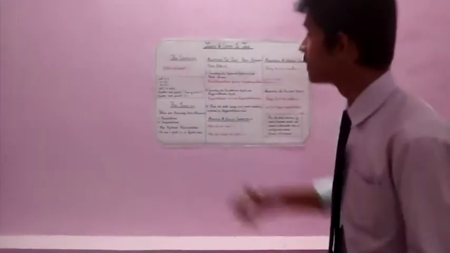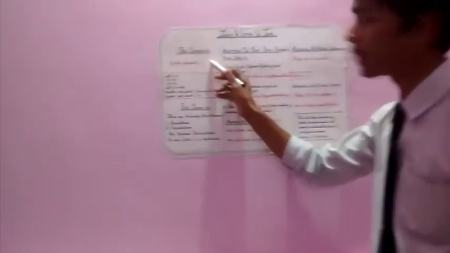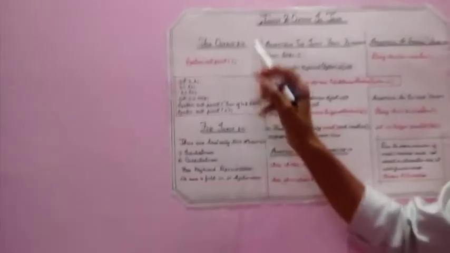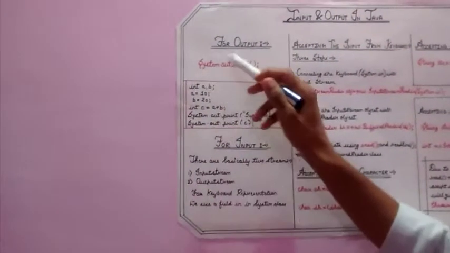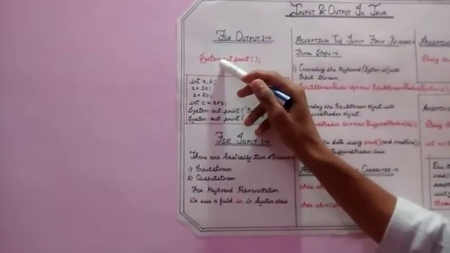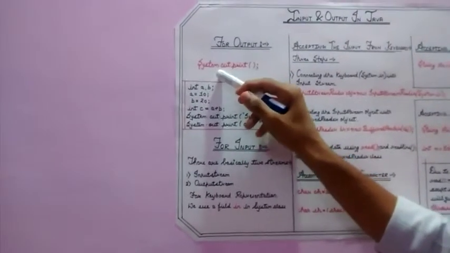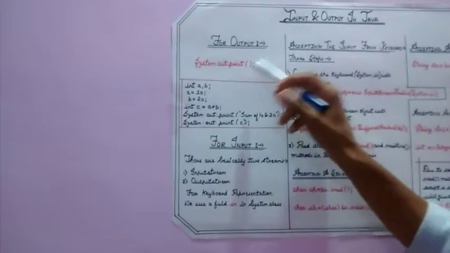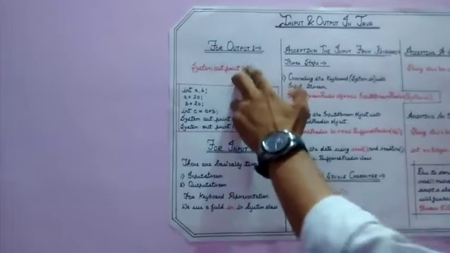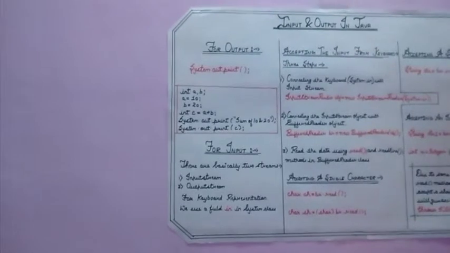For output, I have written System.out.print. This is a statement for the output section in Java. Here, System.out is a field which denotes by default the standard output device, that is the monitor, and print is a method which displays the sentence or any expression written under these brackets to the monitor screen.